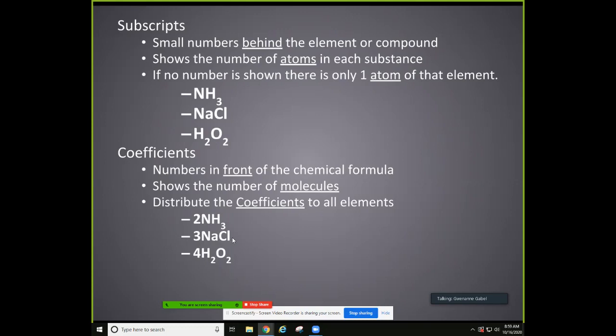For NaCl, we distribute this 3. 3 times the invisible 1 is 3. Distribute 3 to chlorine, times the invisible 1 is 3. So you have 6 total atoms, 3 sodiums and 3 chlorines total, because you have 3 groups of NaCl. And this is saying that there are 4 groups, 4 molecules of H2O2. Okay?